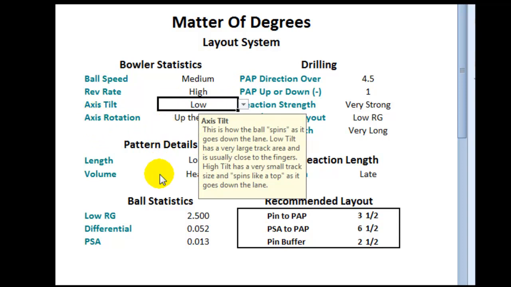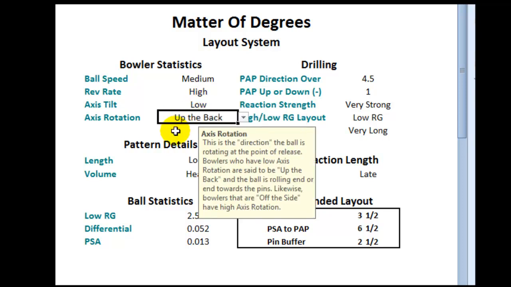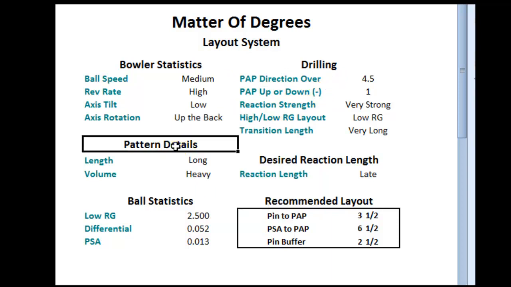Axis tilt. So axis tilt is how the ball spins as it goes down the lane. I am actually a low axis tilt person, so I'm going to just click low. And this is your axis rotation. So I am more up the back of the ball. And this will make sense later as we get into your PAP as to why these numbers do change.